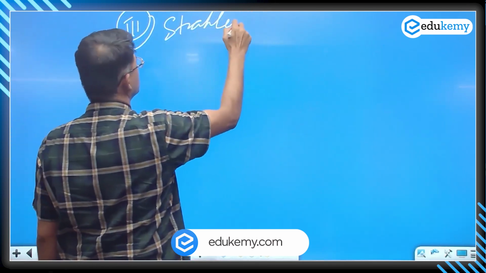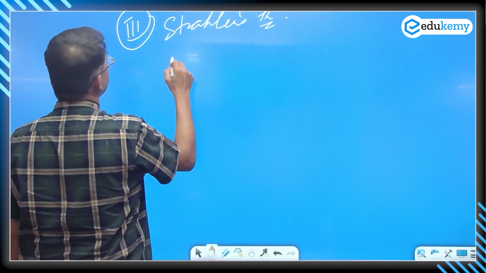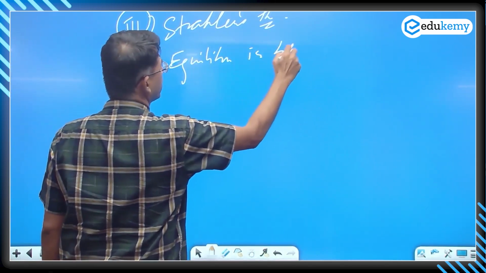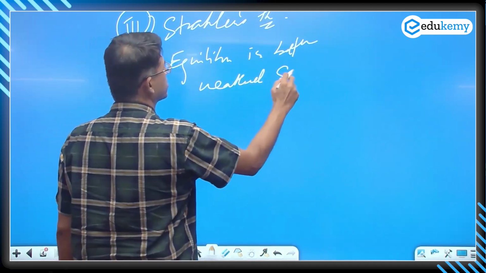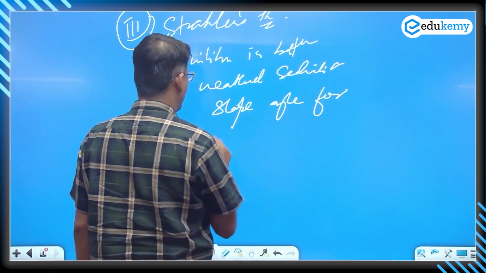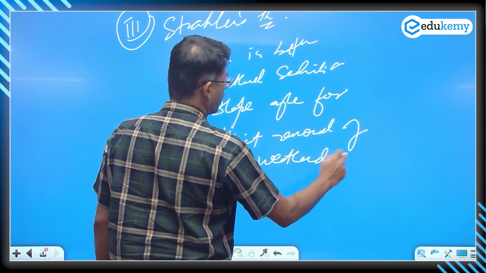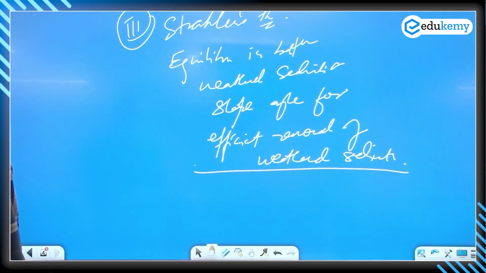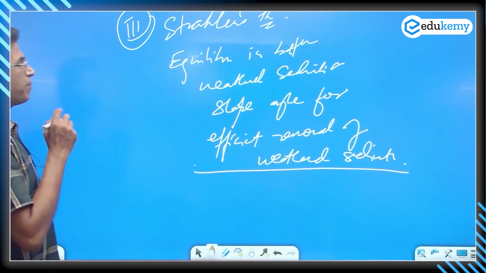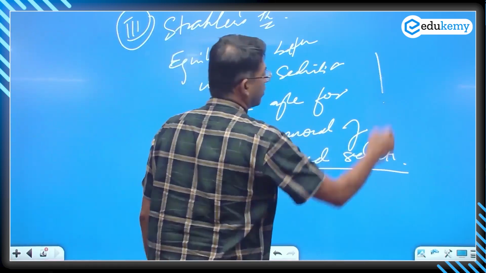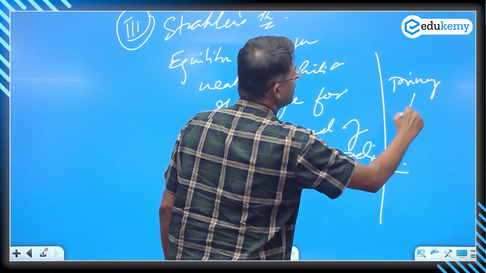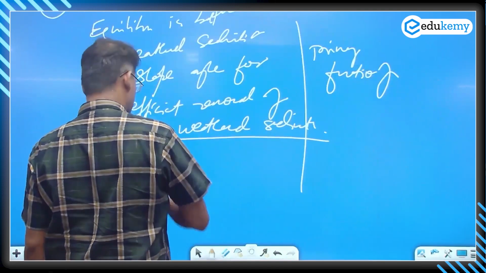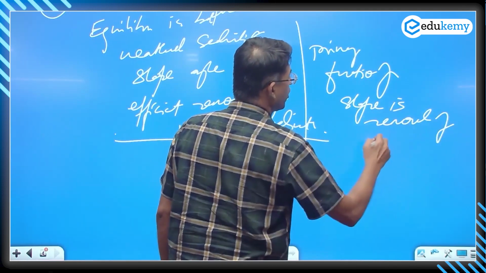This is Strahler's theory. He says that the equilibrium is between weathered sediments and the slope angle for efficient removal of weathered sediments. Equilibrium is between the weathered sediments and the slope angle of the face for efficient removal of weathered sediments. What this basically means is that the primary function of the slope is removal of sediments.